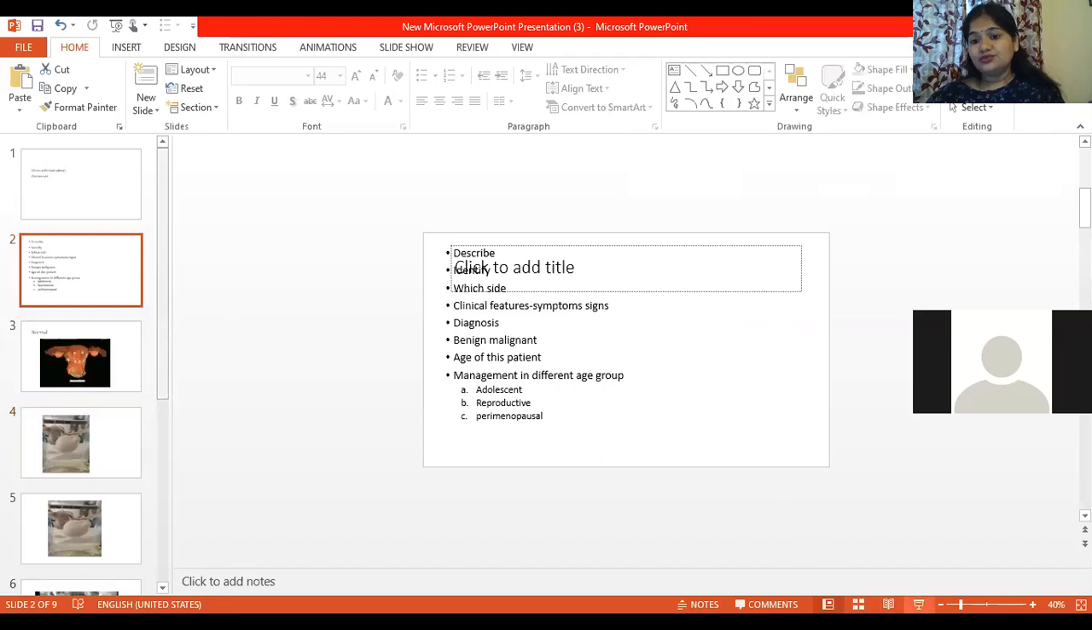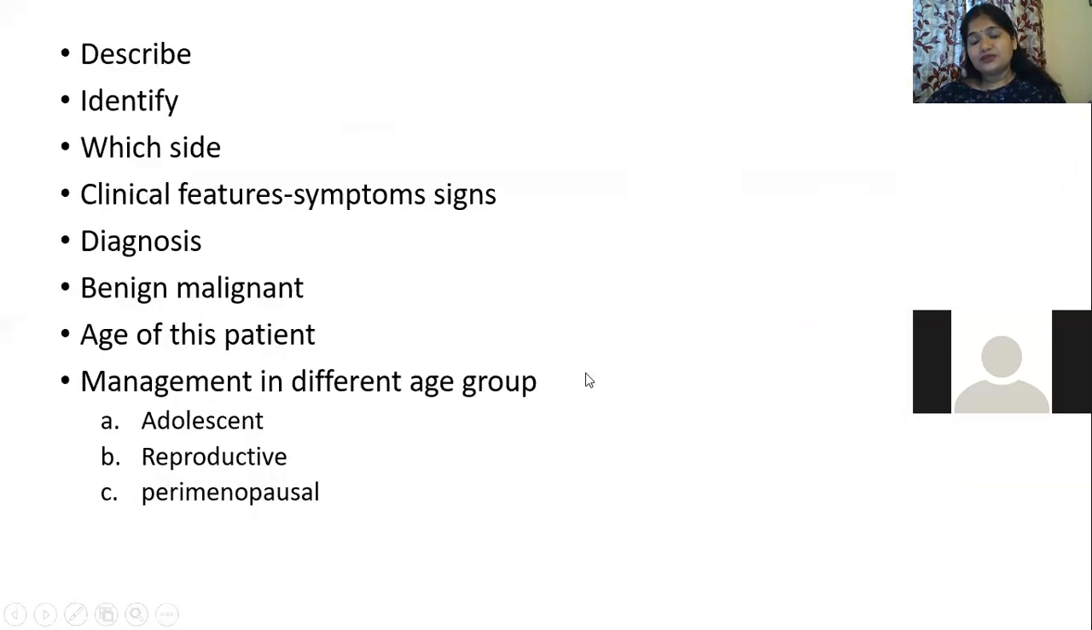So again, just go through these questions which can be asked to you on any specimen, right? You first have to describe it, then identify it, then if it belongs to one of the sides of the body, then which side, then clinical features, then the diagnosis, how are you going to diagnose it, then whether it is benign or malignant, right? Then age of the patient, then management in different age groups, and I've already discussed functioning tumors. Then in the reproductive age group also, you're going to conserve the ovary as far as possible.